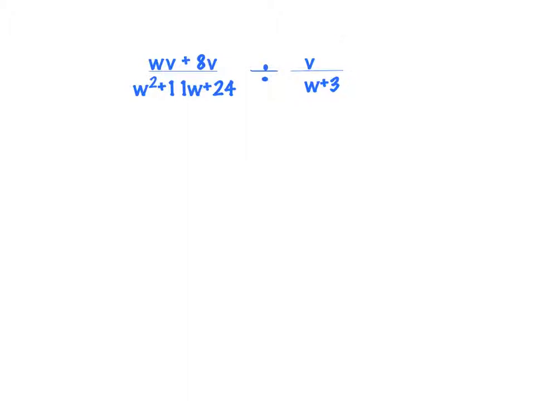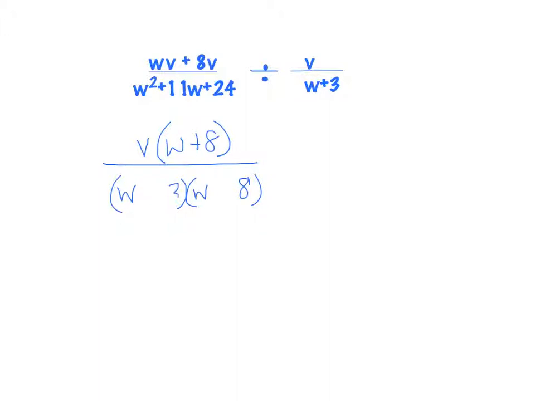Okay. I also see over here something that looks like it could be factored. So I'm going to do kind of both of those in one step. So let's start with this numerator. Looks like we can pull out a v. Then I'll have a w plus 8 left. And the denominator, it's a trinomial that's going to factor. I'm going to have a w, factors of 24 that'll add up to 11. I think that's going to be 8 and 3. Signs are the same. They're both going to be pluses. And now I'm going to change this to a multiplication problem. Anytime you see division, you'll change it to multiplication and then flip that second fraction.